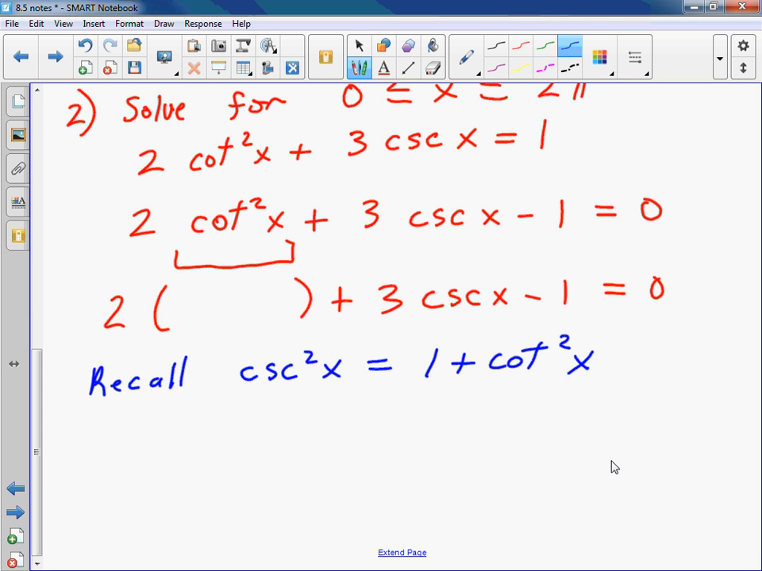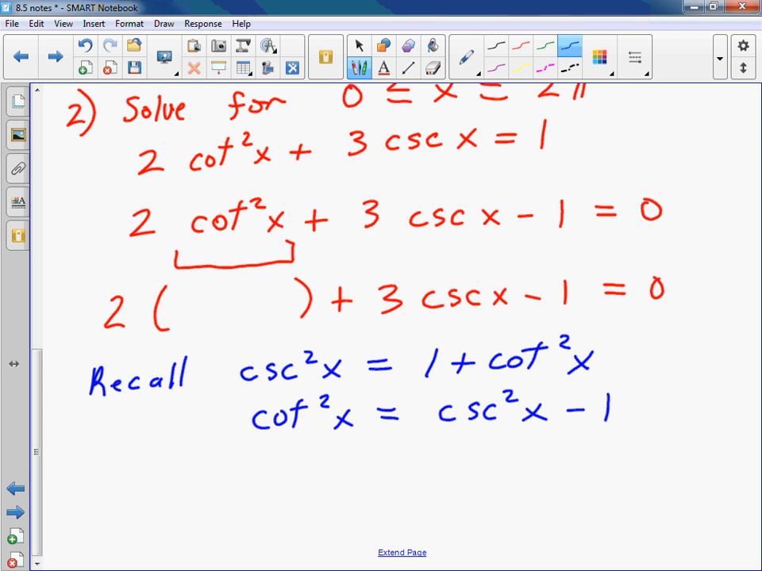But wait, what can we do, Tanner? We can write it in terms of cotangent squared. We can say cotangent squared x equals cosecant squared x minus 1. And you're right. That was a really good call.